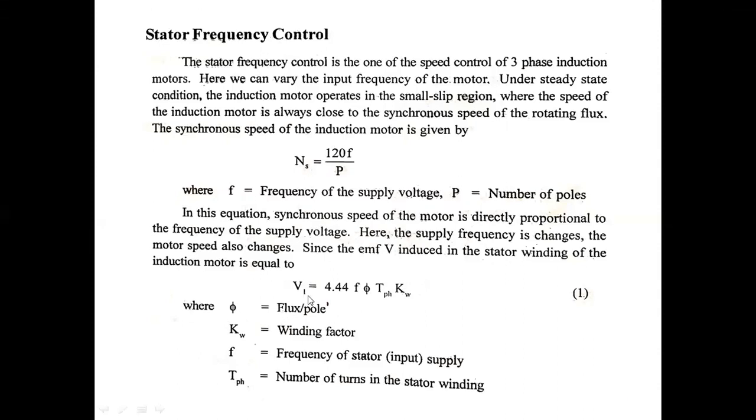Now, I am not concentrating on voltage control, so I am also assuming that this induced voltage is a constant quantity. Then what are the variable quantities? Only the remaining two quantities, flux and frequency. And how are they related? If you bring the flux to this side, because the voltage is constant, the frequency is inversely proportional to the flux. Keep in mind, frequency is inversely proportional to the flux, and the speed is directly proportional to the frequency. These two relations are important.